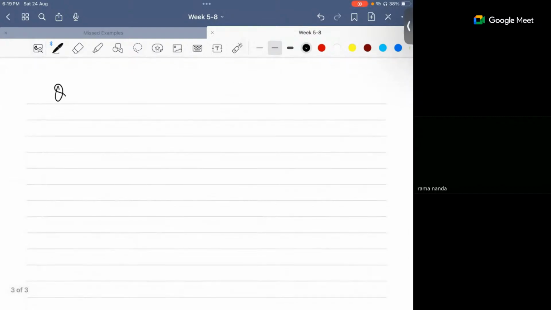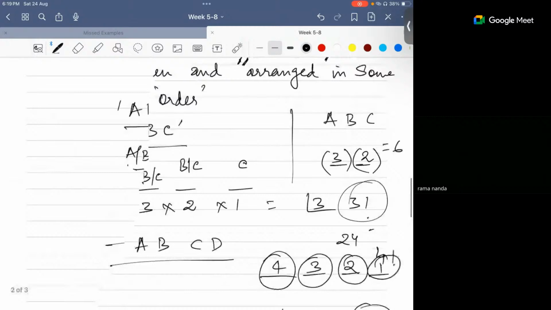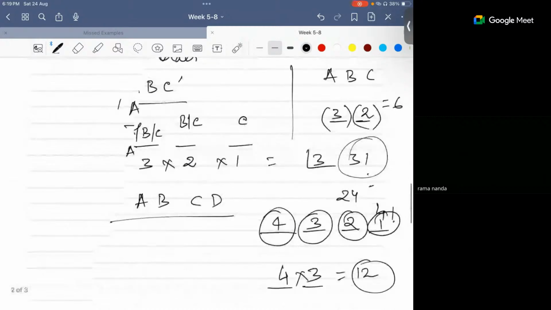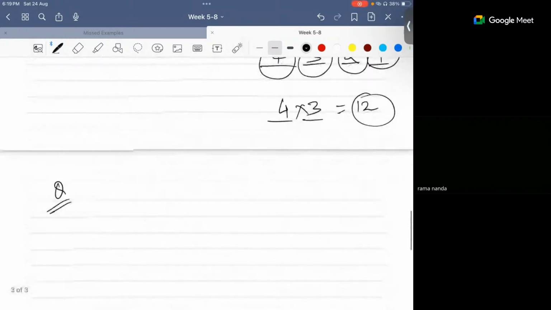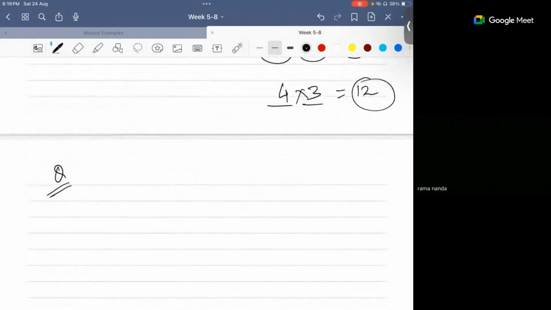So the questions can be, yeah, and one more thing. What I was saying is that here all n distinct objects have been given, from where you have to choose. But there can be some questions where the objects are not distinct.